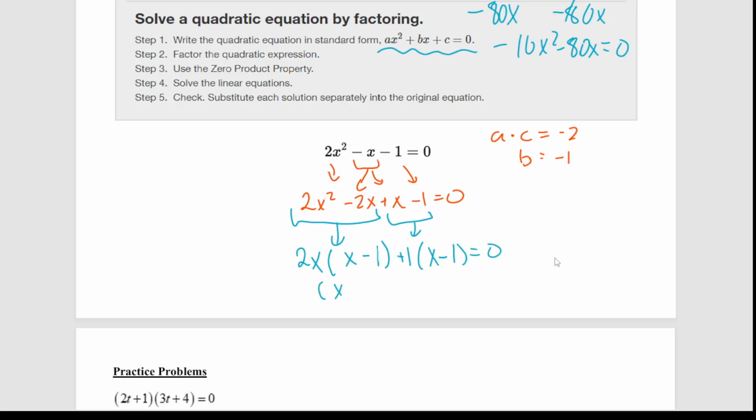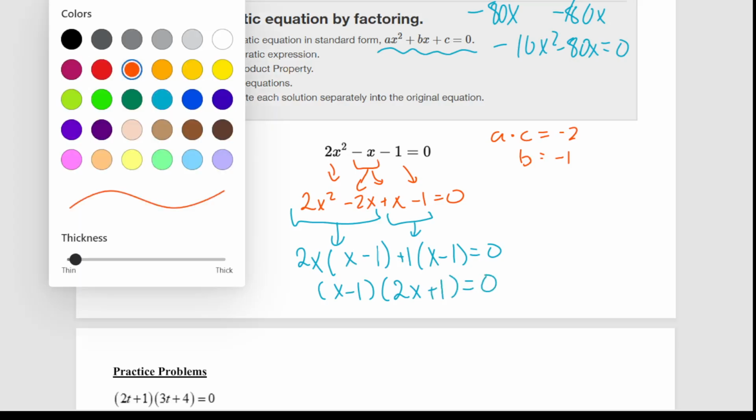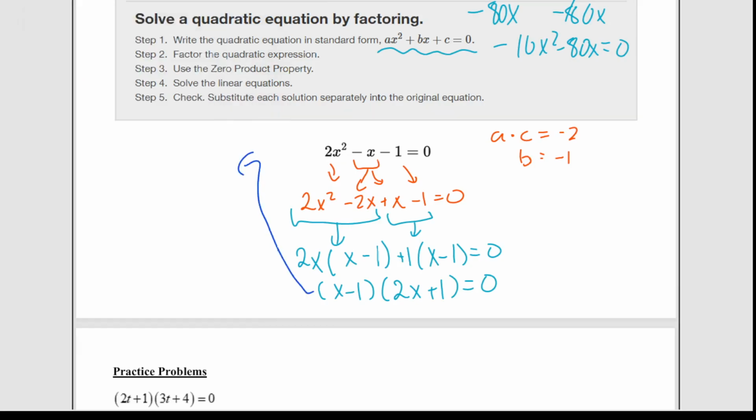Then they have x minus 1 in common, and when I factor out x minus 1 from both terms, I'll be left with what's different, which is 2x plus 1. When I was just factoring, I would have stopped there. Now I can actually find my two solutions. So I either have x minus 1 is 0 or 2x plus 1 is 0.